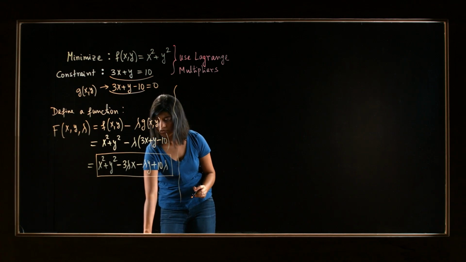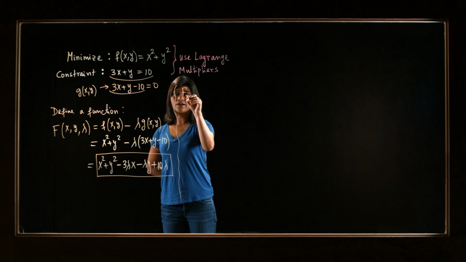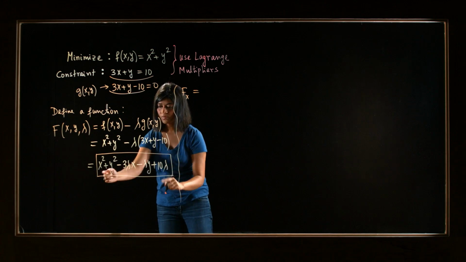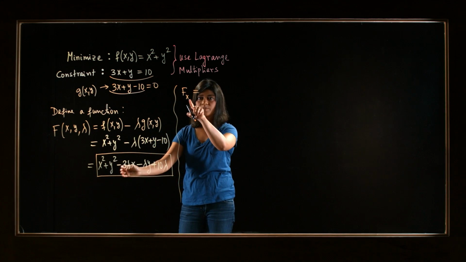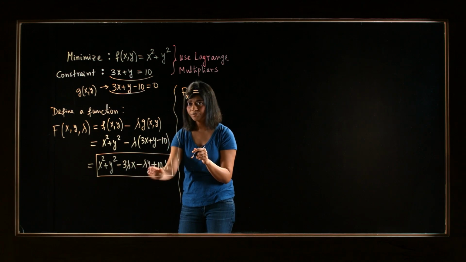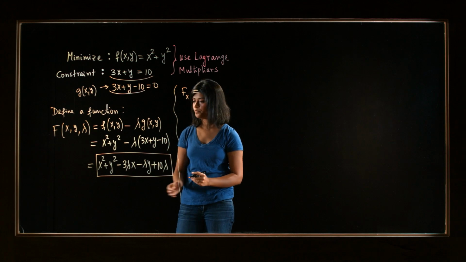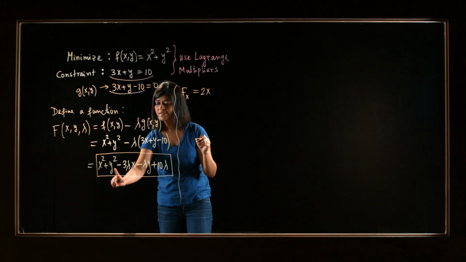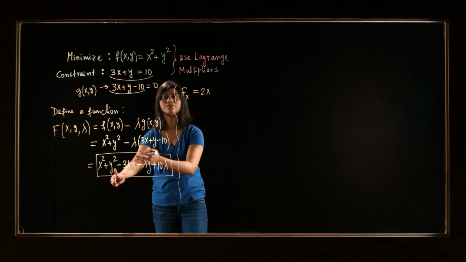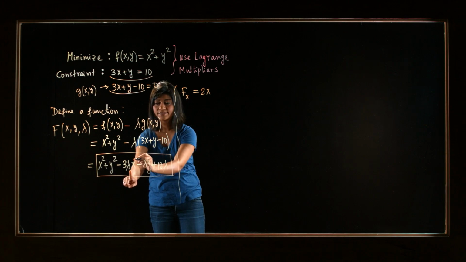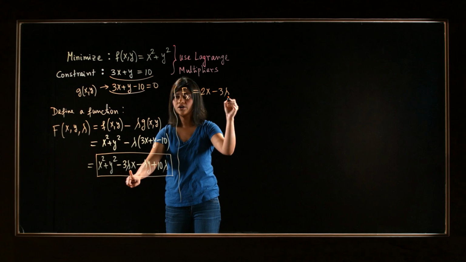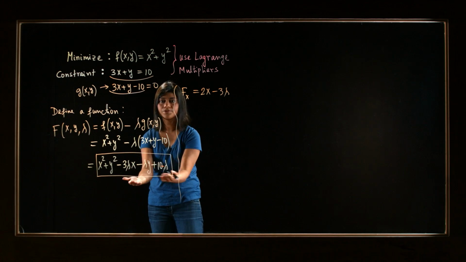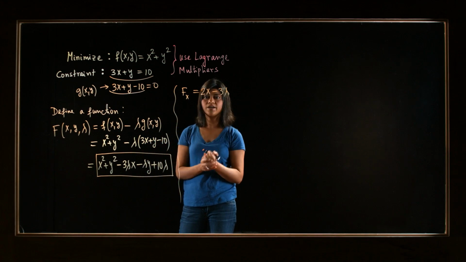Let's compute Fx. This is the partial with respect to x of this expression. Let's go term by term. Remember, partial with respect to x means the other two variables, y and lambda, are constant. The first term is x squared and its derivative is 2x. The second term is y squared, a constant, so the derivative is 0. The third term has an x, so negative 3 lambda is a constant and the derivative of x is 1. And notice the next two terms have no x, so the derivative will be 0 as well. So this is our Fx.